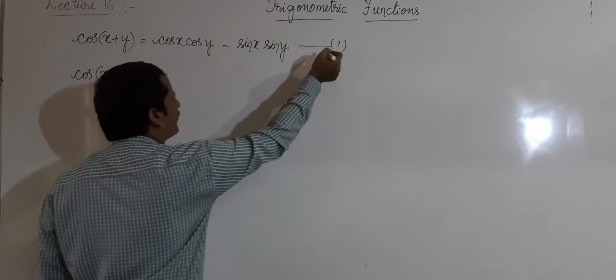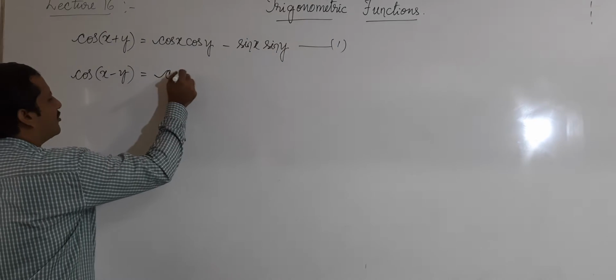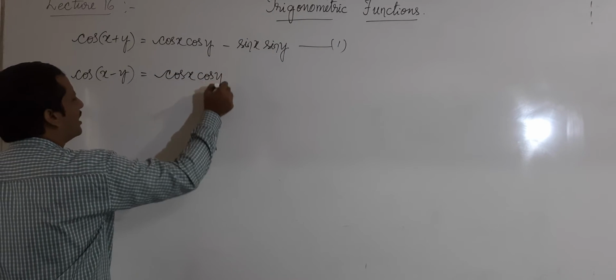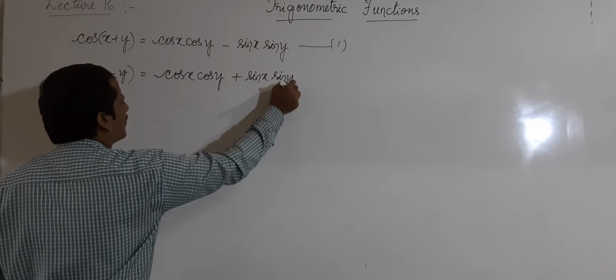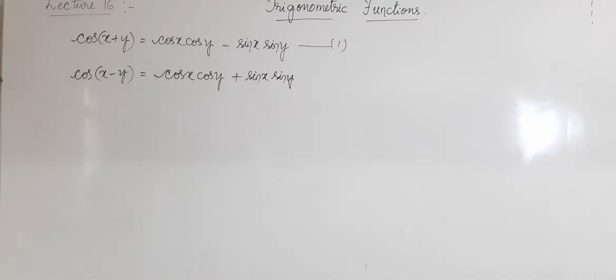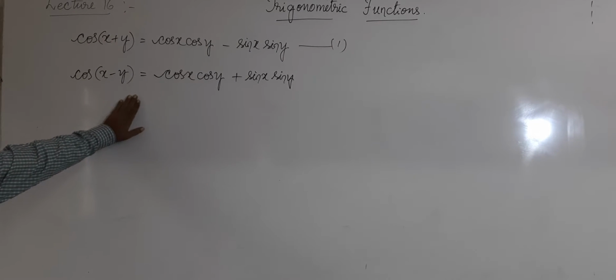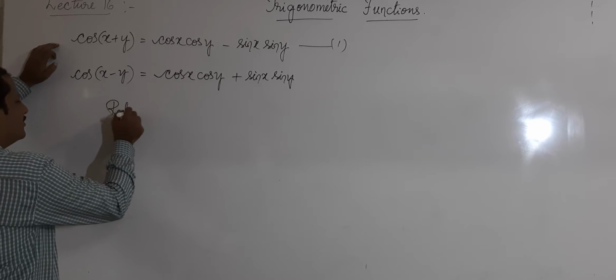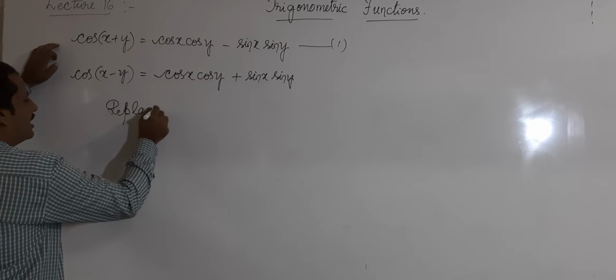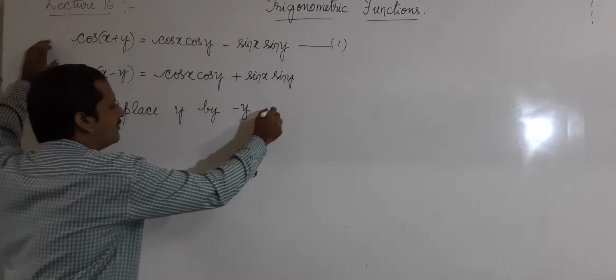So, from that I want to derive this formula: cos(x - y) is equal to cos x cos y plus sin x sin y. Okay. So, now I have to prove this result. So, what I do is replace y by minus y in equation 1.